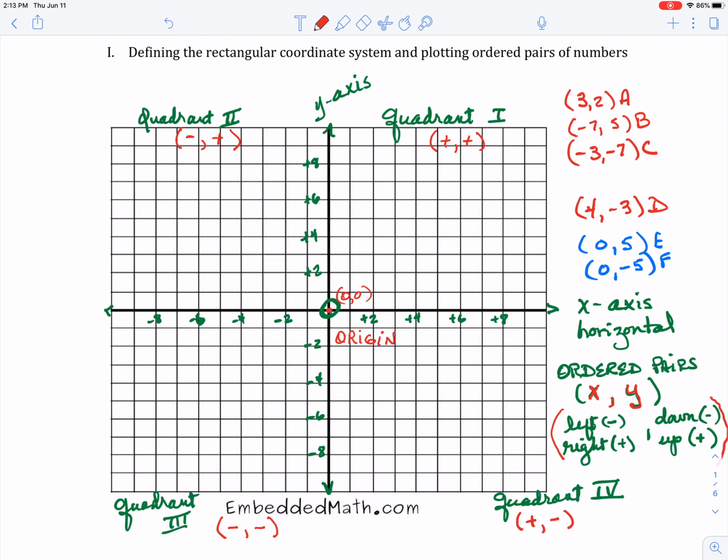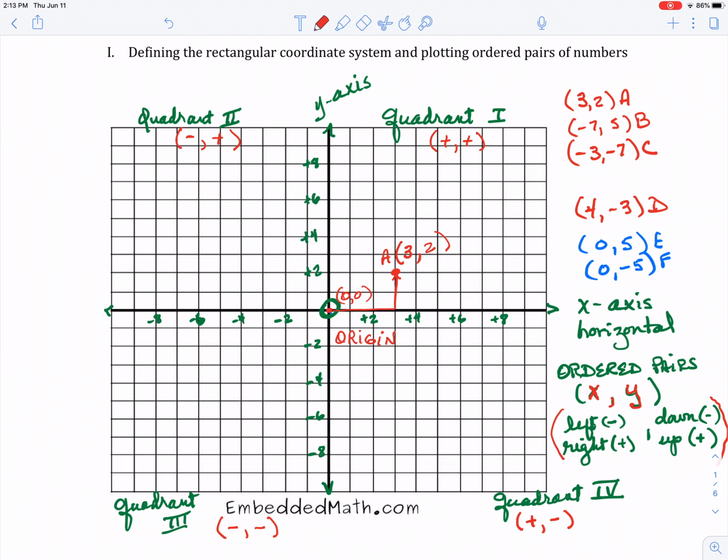So the first point you see listed up there, point A, has coordinates 3, 2. That means we begin at the origin. We count 3 units to the right. We turn at a 90-degree angle and move up. And the point A, which has coordinates 3, 2, is located there in quadrant 1. Positive, positive. That doesn't look much like a 3. Let me go back and make that look a little bit more like a 3.